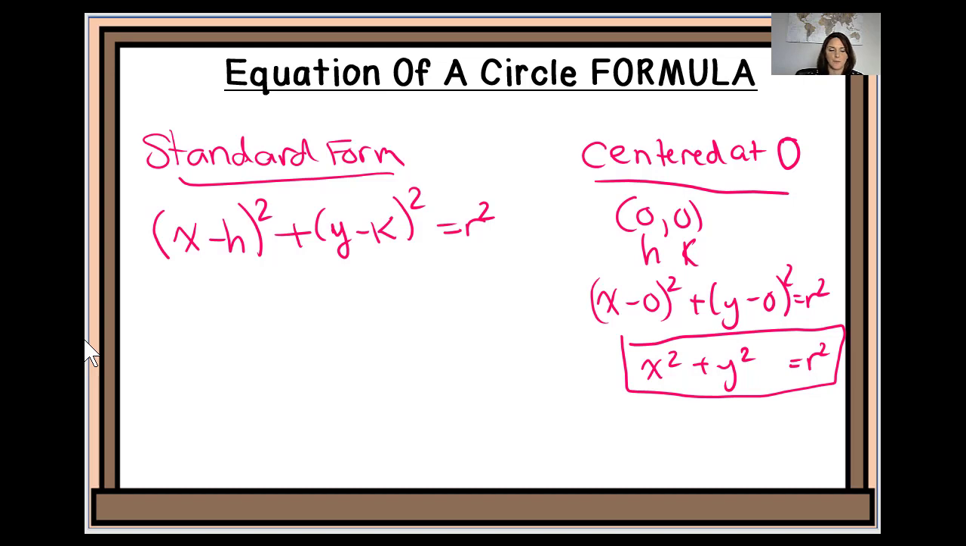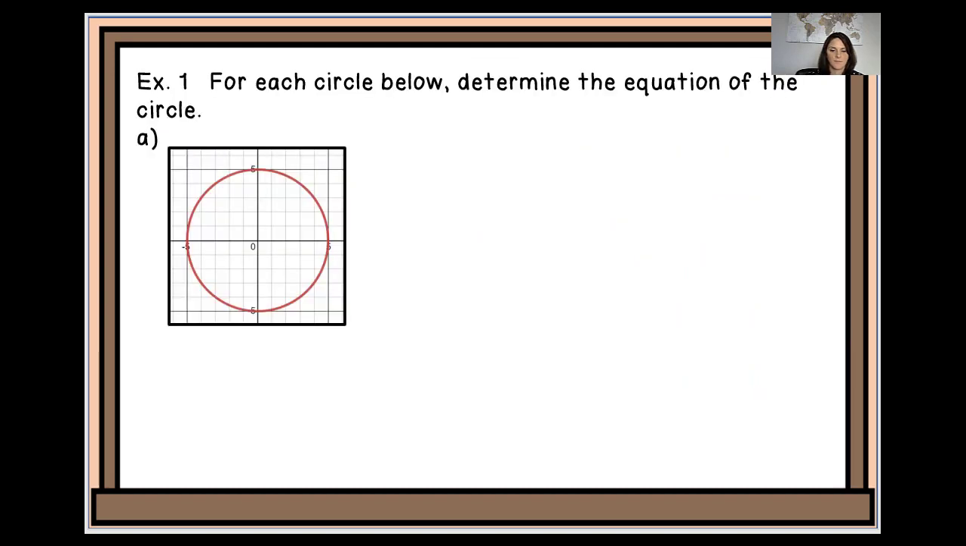Okay, let's look at our first example. For each circle below, determine the equation of the circle. So for this first example, I would suggest finding a point that lies on the circle. So I'm going to pick the point 3, 4. We can connect that point to the origin to make our straight line. And if I draw a line down, hitting the x-axis, I have a right triangle.